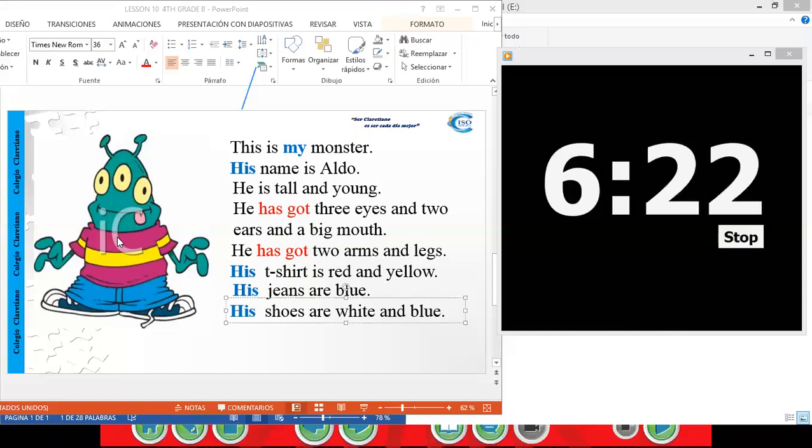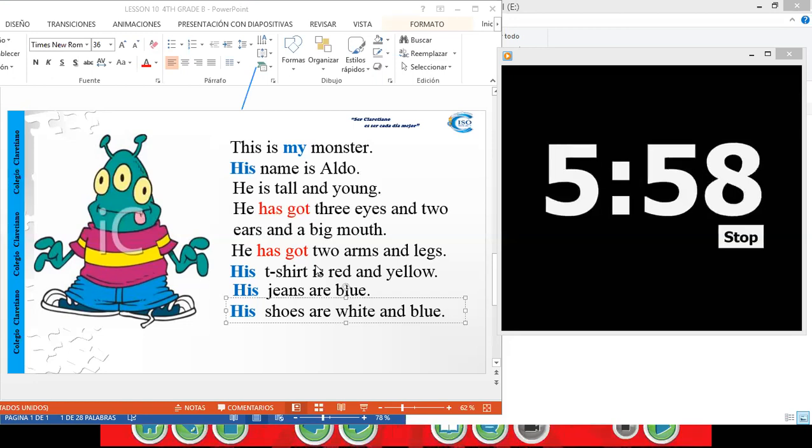Manuel, you have the picture. Okay, now describe your monster, please. Describe. This is my monster. His name is Rick. He's tall. He has got 9 eyes and 4 ears and big mouth. He has got 3 legs. His t-shirt blue. His jeans yellow. His shoe is white.